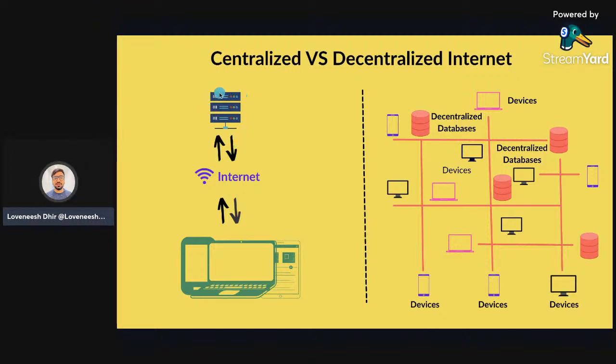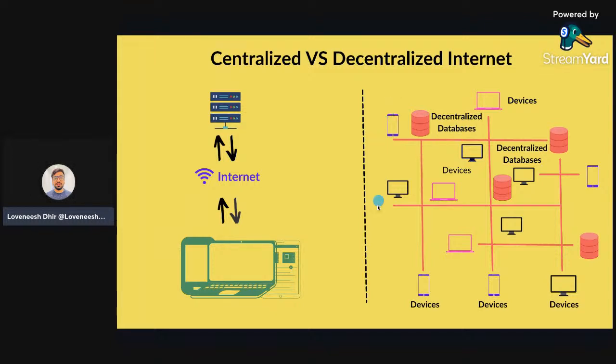So this may be the server of Spotify, this may be the server of Facebook, and this may be the server of a bank company. So our devices are communicating with these servers with the help of internet. So these all are centralized servers. So all of the user data of the whole company is stored in one server itself.